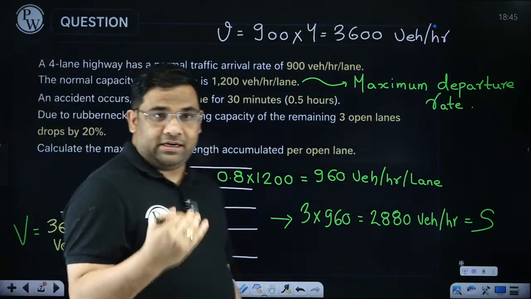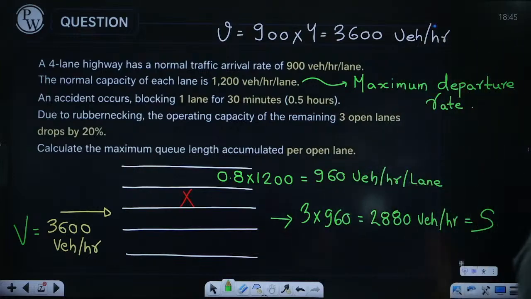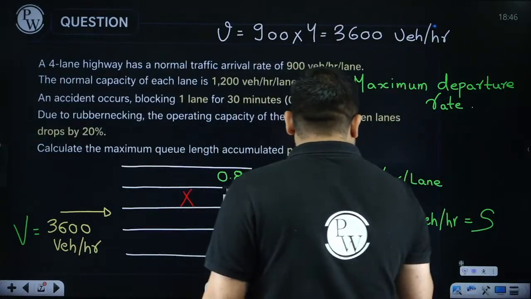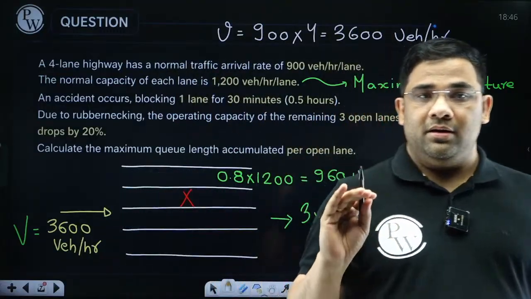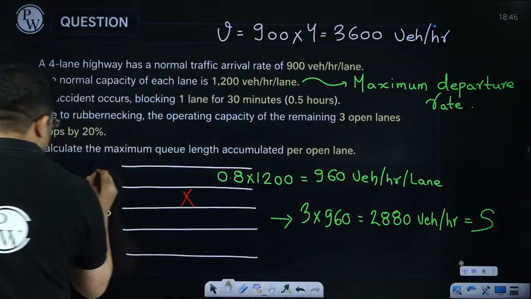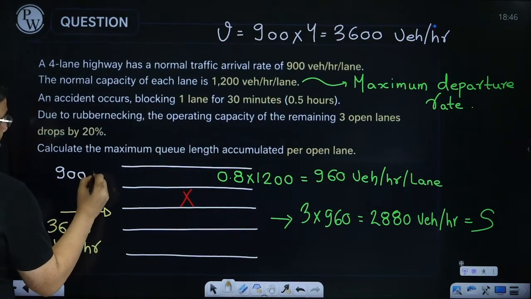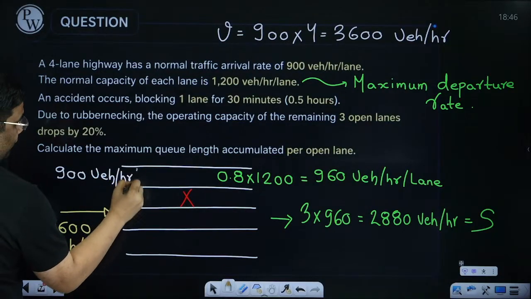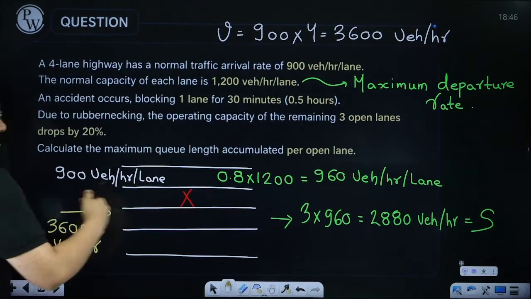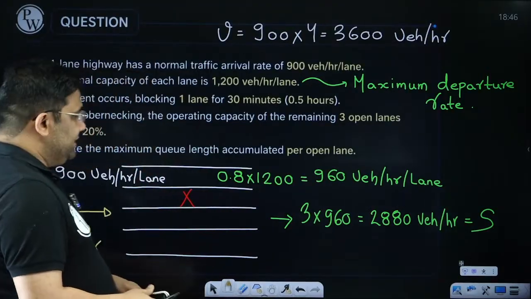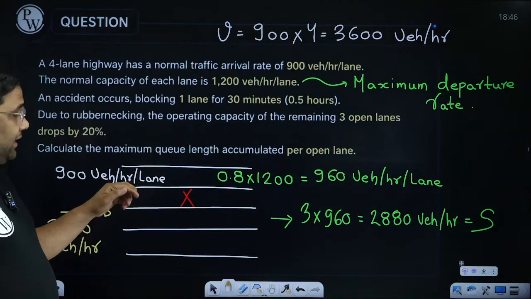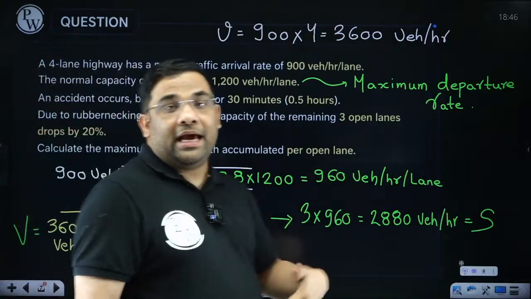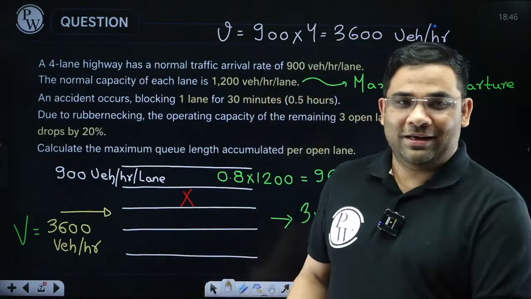I'll again explain the arrival rate and departure rate here. Very simple. First, the arrival rate is given as 900 vehicles per hour per lane. Now try to understand: the departure will depend on how many lanes are open, but the arrival will not depend on the number of lanes open. They will anyhow be coming, right?